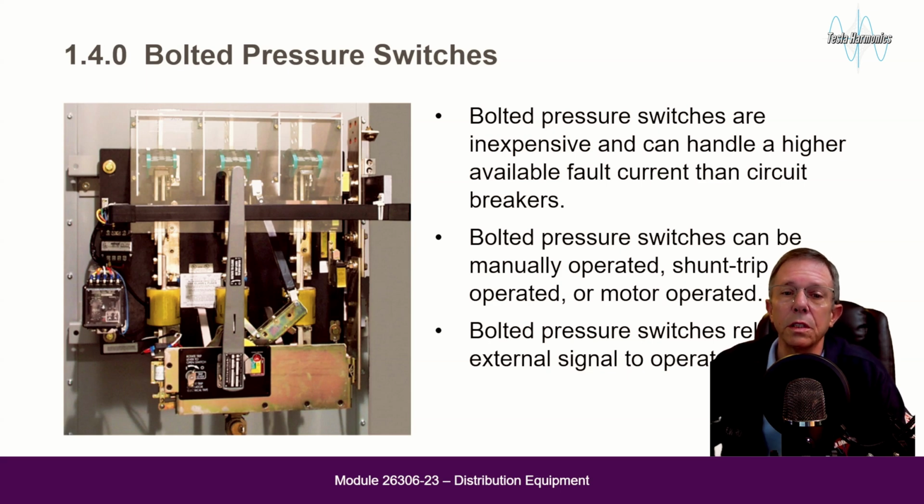Voltage pressure switches are inexpensive and can handle a higher available fault current than circuit breakers. Voltage pressure switches can be manually operated, shunt trip operated, or motor operated. Voltage pressure switches rely on an external signal to operate.